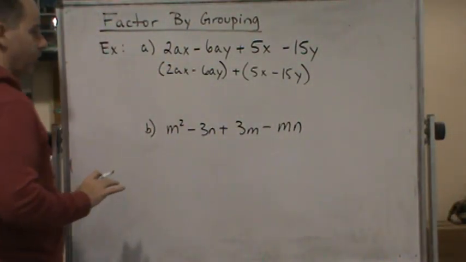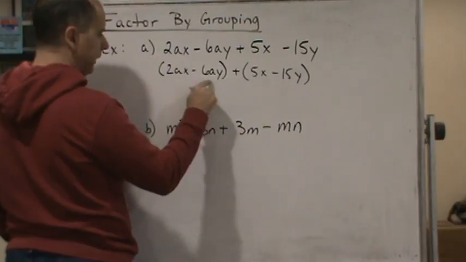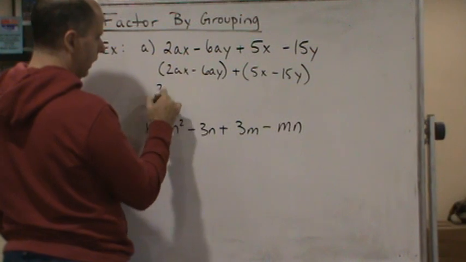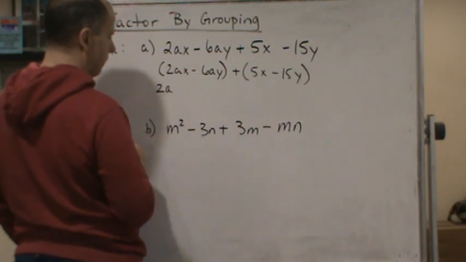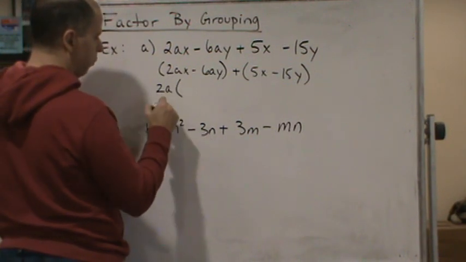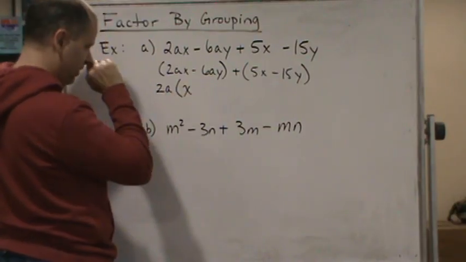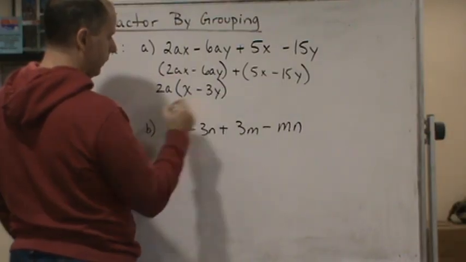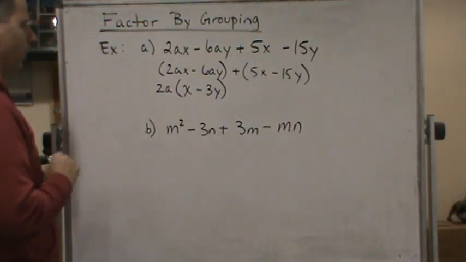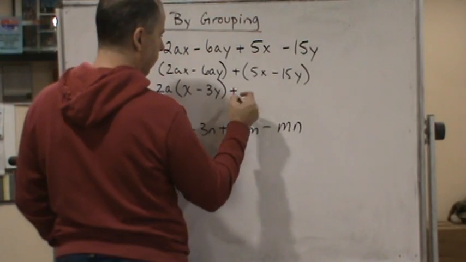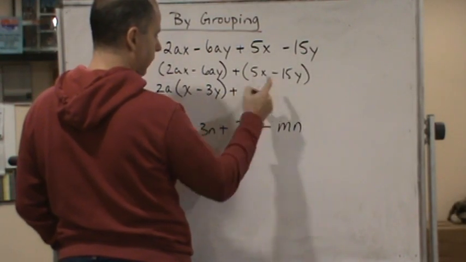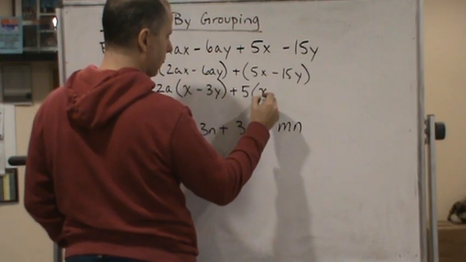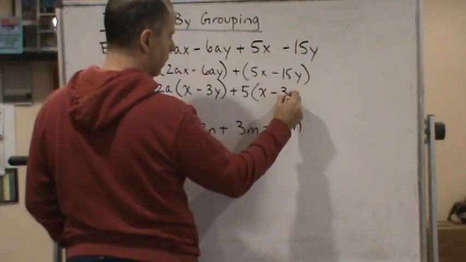Now I'm going to look for a greatest common factor here. In this case, I've got a 2 that I can factor out and an a that I can factor out. That's going to leave me with x minus 3y. Now, what can I factor out over here? I can factor out a 5. So I'm going to write 5, and then what's left over? I get x minus 3y.